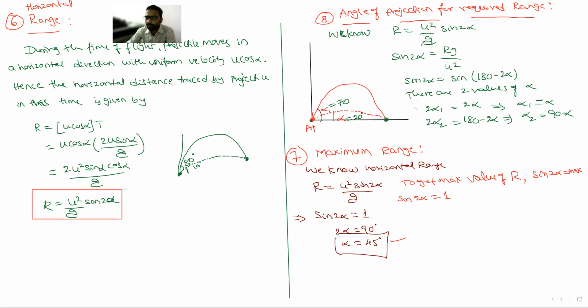Correct, 2 alpha is equal to 180 minus 2 alpha, so alpha is equal to 90 minus alpha. So one value, but you will get only one value, 90 minus 2 alpha, but humko do value chahiye. So here I am taking alpha 1 is one alpha, okay, alpha 2 is another alpha, that value is 90 minus alpha rahne ka, that is important.